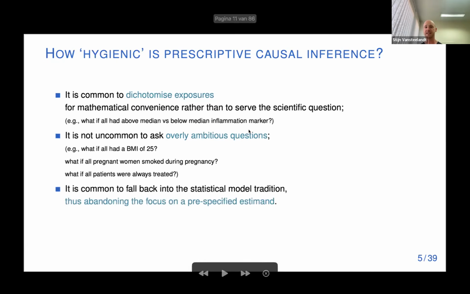And finally, as the analysis becomes more complicated, it's also common to fall back in the statistical model tradition, and giving up on that focus on a pre-specified estimand, but focusing instead on the usual model parameters, like in marginal structural models, in the target trial approach, in IV analysis.